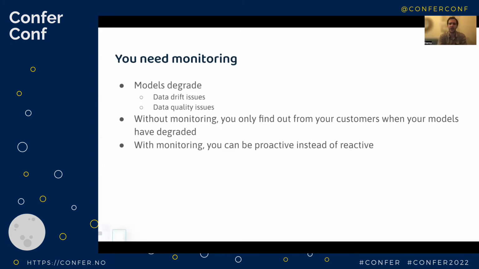Conversely, with monitoring, you can be proactive instead of reactive, and you can realize that there are problems before your customers become aware of them.